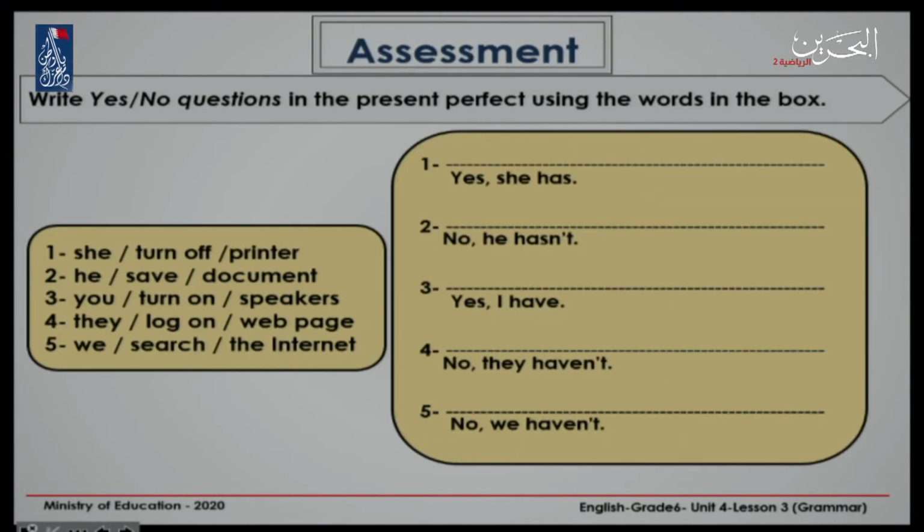In this activity, you have to write yes/no questions in the present perfect using the words in the box. Let's look at number 1. You have she, turn off, and printer. So to start the question, you have to write has or have, and then you have to change the verb to make it in the past participle form. You have 5 minutes. You can write your answers on your mini board. Start.